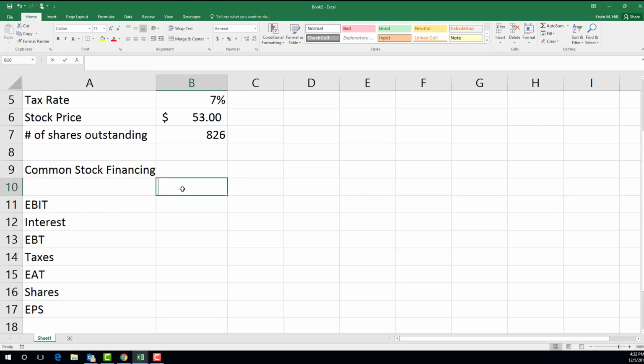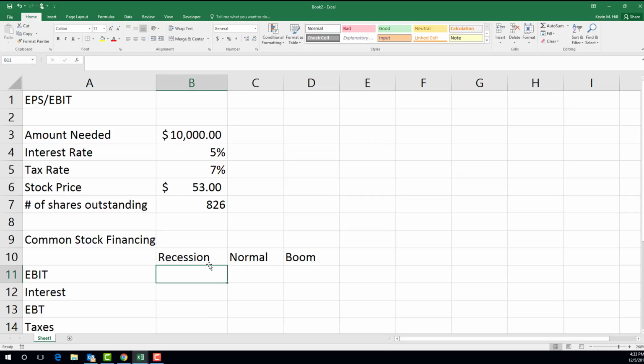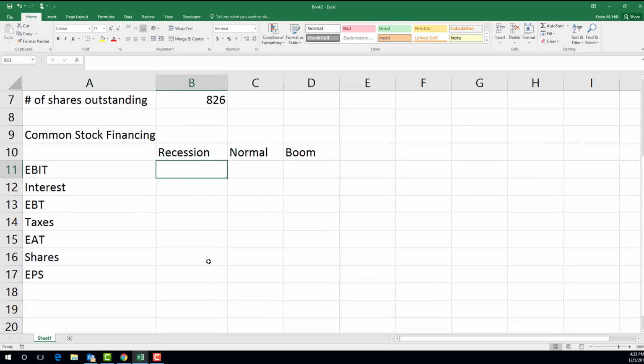And then up here, we're going to have recession, normal, and boom. Okay, so first of all, what are we trying to accomplish here? What we're trying to do is say, we have a company, in this case Boeing, that needs to raise, what is it, $10 billion? Because that's in millions. So Boeing's trying to raise $10 billion. And these are the different options that we are considering.